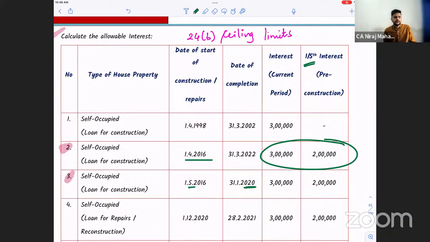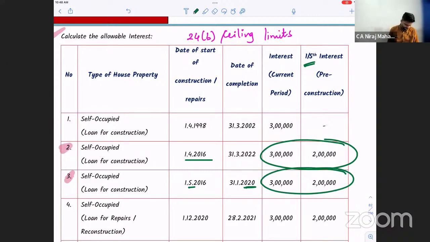Earlier means it is obviously within 5 years from the end of the financial year in which the loan was taken. So all the conditions are satisfied. SOP, construction, after 1/4/1999, the loan, within 5 years, construction completed. Ceiling limit is 2 lakhs. Actual accrued is 5 lakhs. So 2 lakhs or 5 lakhs, whichever is lower, the answer is 2 lakhs.